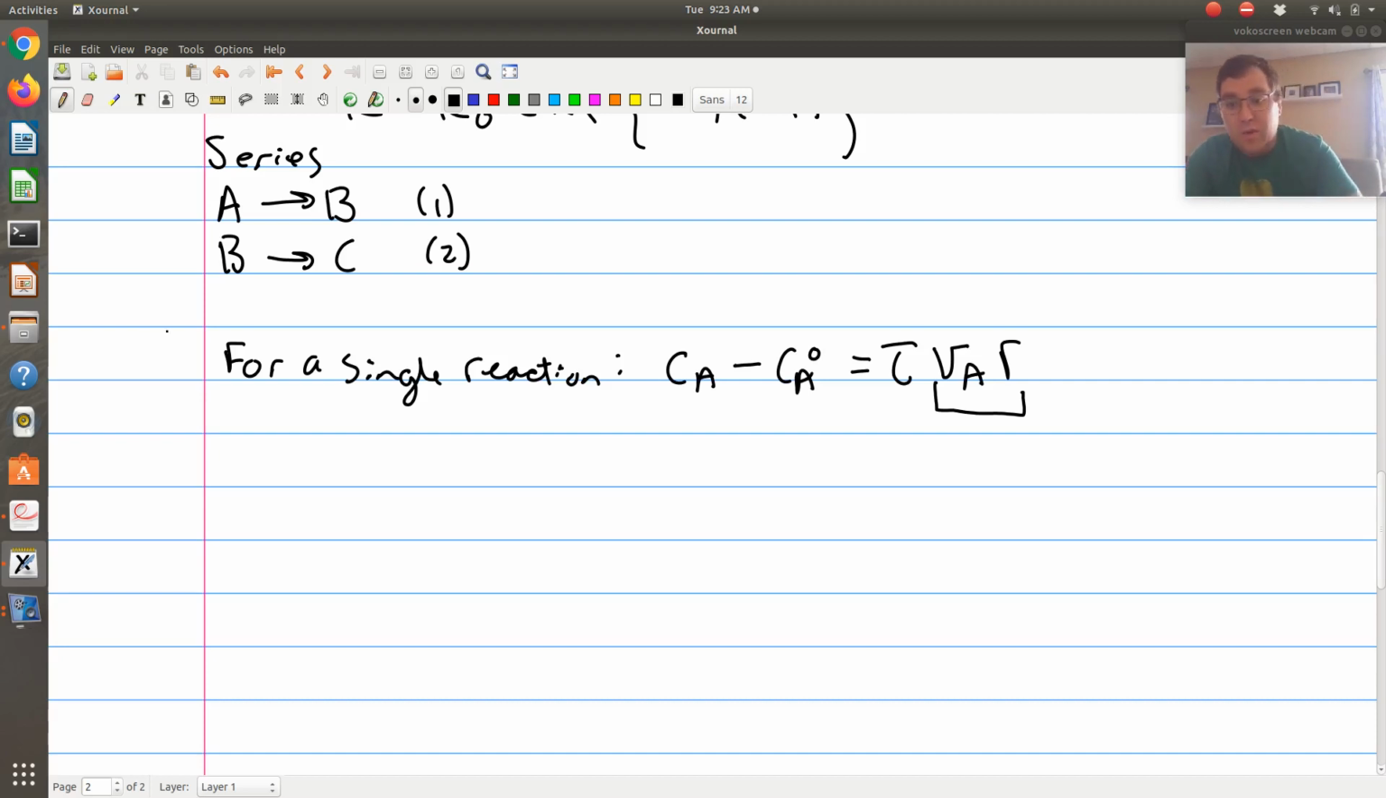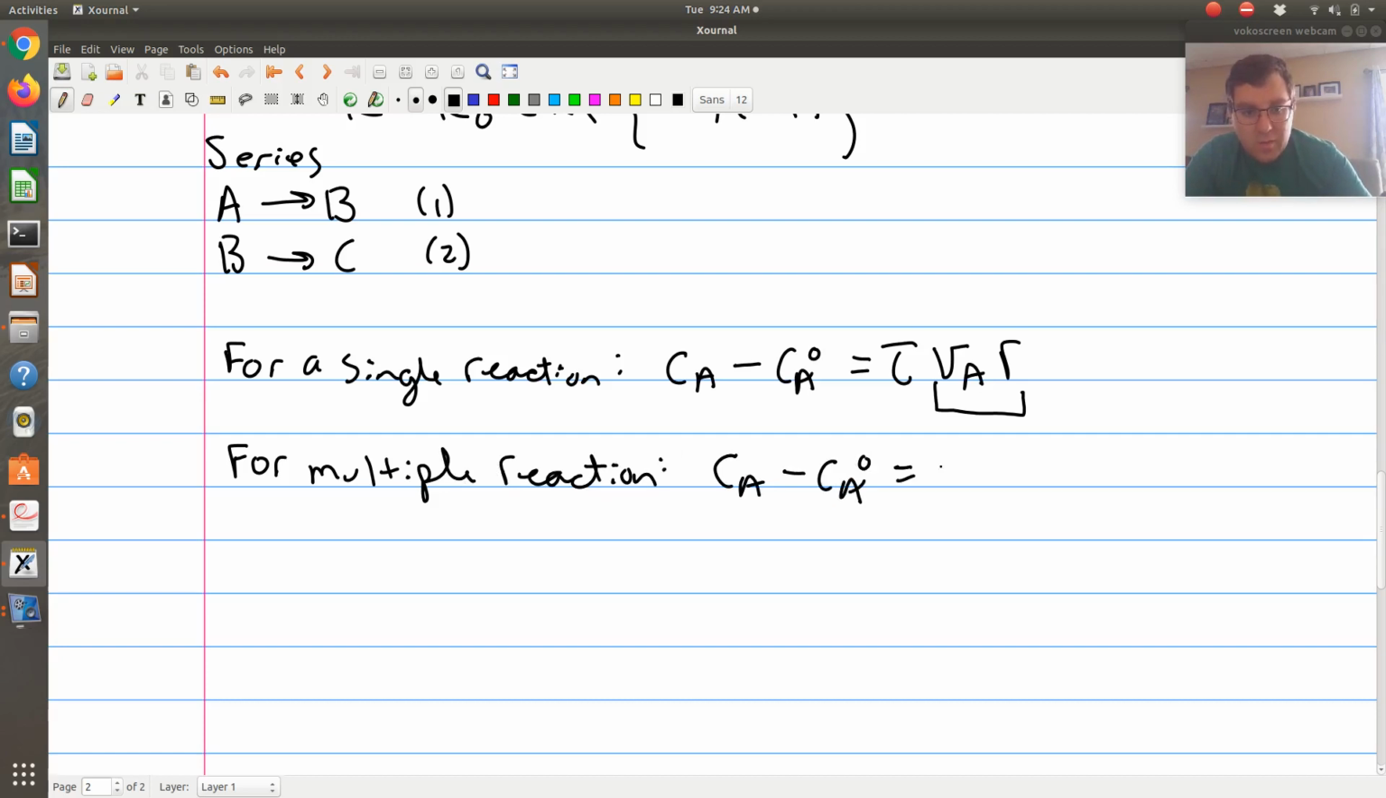And so what happens for multiple reactions is I'm going to change this so it's CA minus CA naught is equal to tau, and then in general, it'll be a sum over all reactions j.